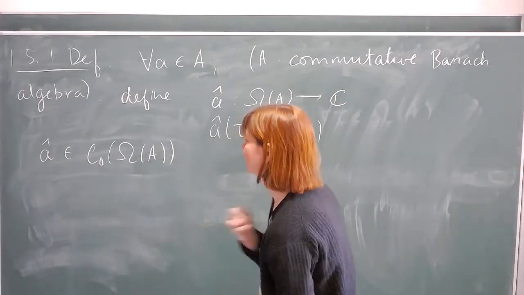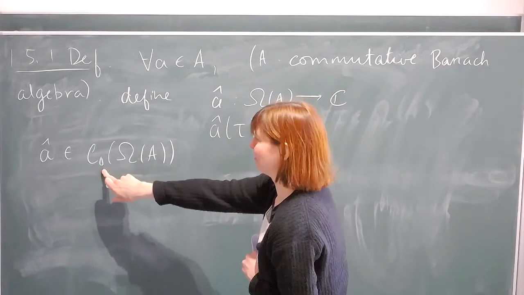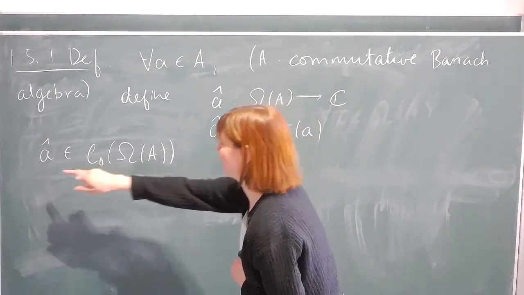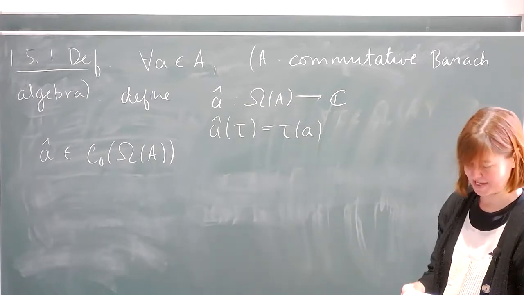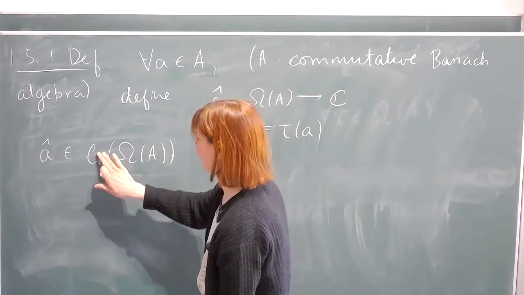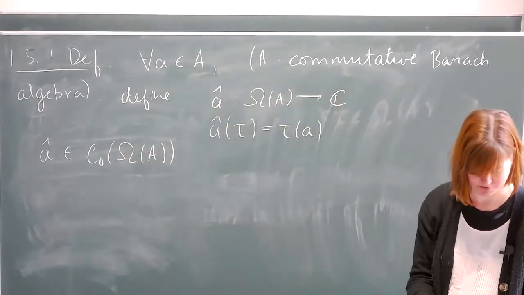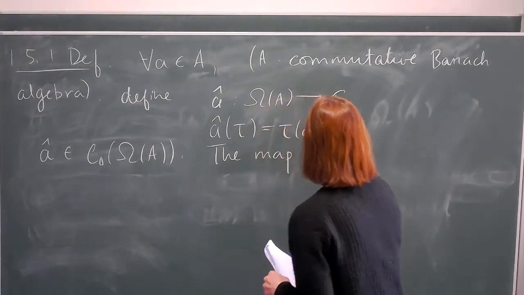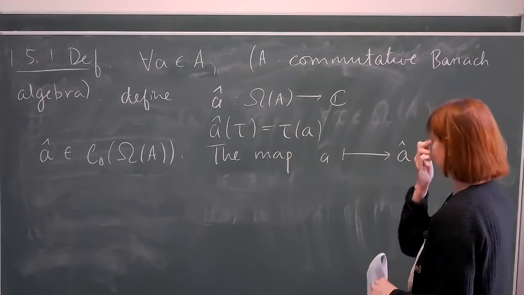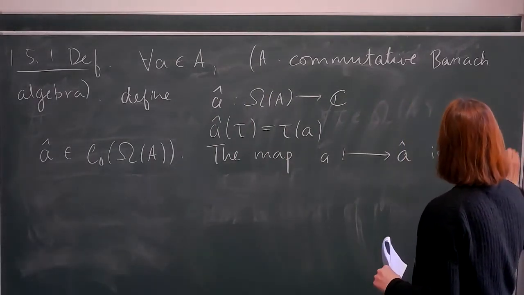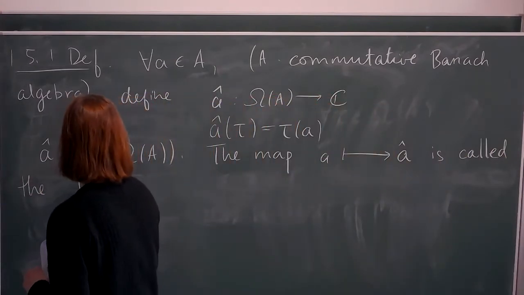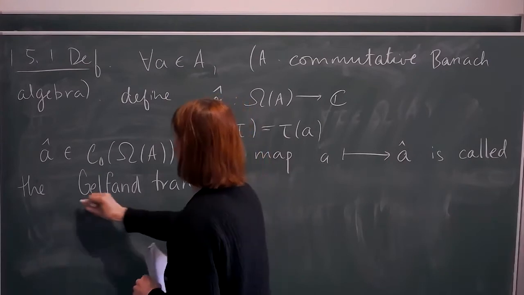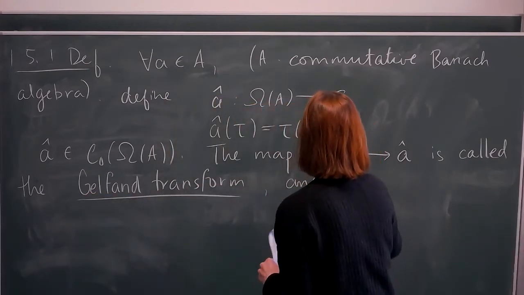This means vanishing at infinity. So for every epsilon, there has to be a compact subset of this such that a hat is less than epsilon off that compact subset. But okay, if you're not so happy with that, I'll say more about it a bit later. Just think of the unital setting, and then this is just continuous functions. The map a to a hat is called the Gelfand transform, and we call a hat the Gelfand transform of a.